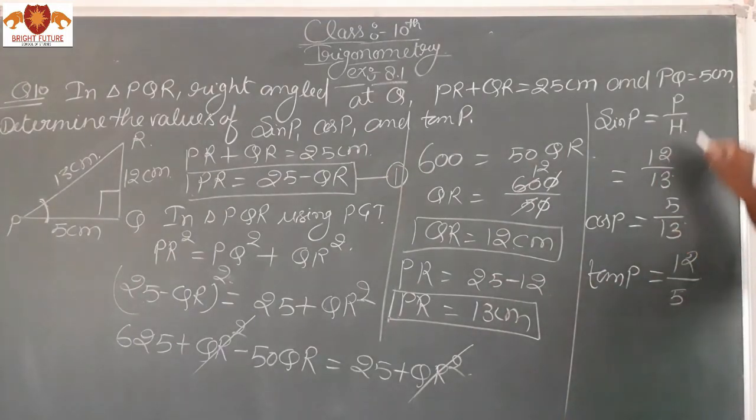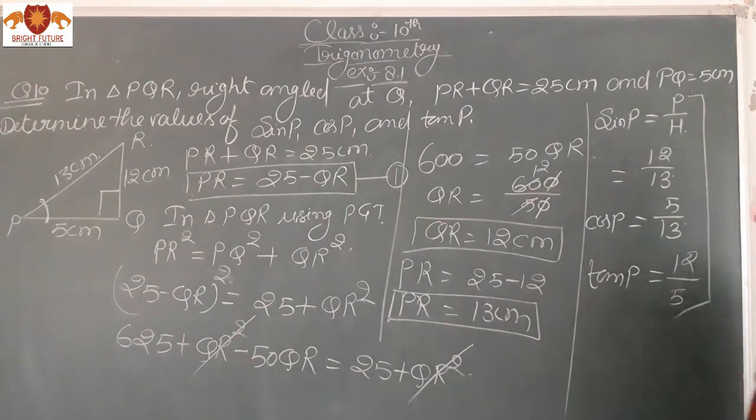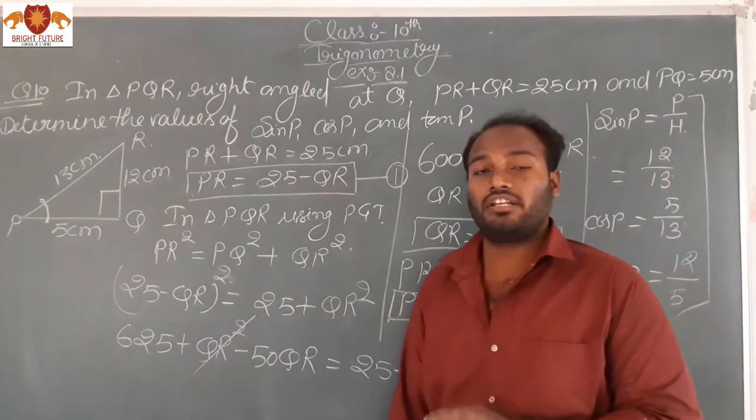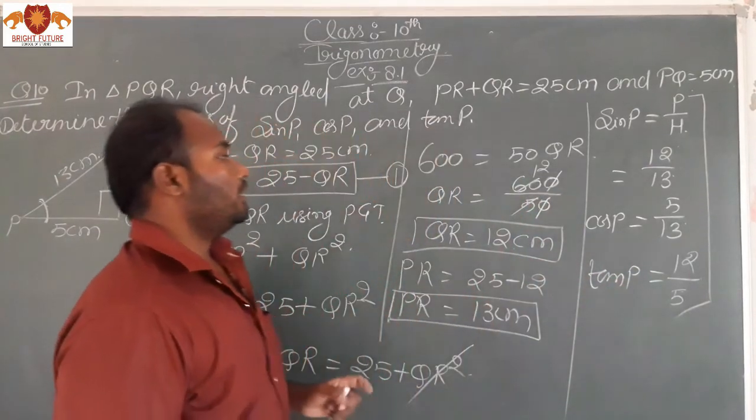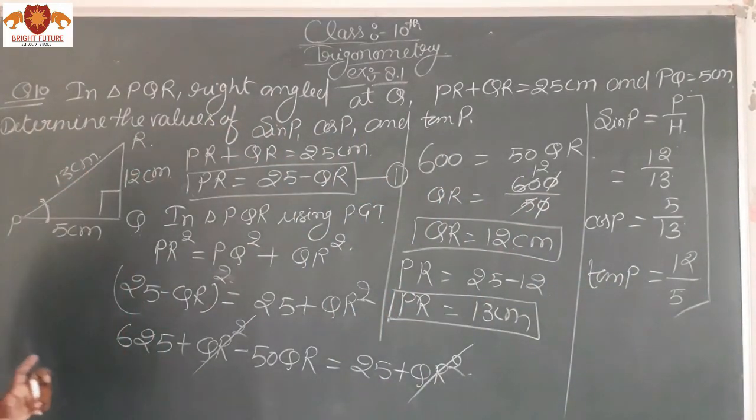सो मैंने क्या किया, सारी वैल्यूज को यहां पर मैंने फाइंड आउट कर लिया, जो ट्रिग्नोमेट्रिक रेशियोज मुझसे पूछे हुए थे वो सारे रेशियोज मैंने फाइंड आउट कर लिए. ठीक है, समझ में आया आप लोगों को?